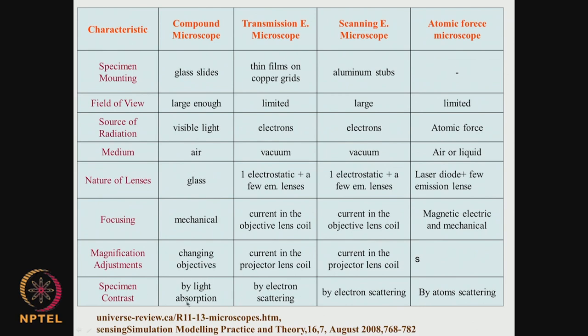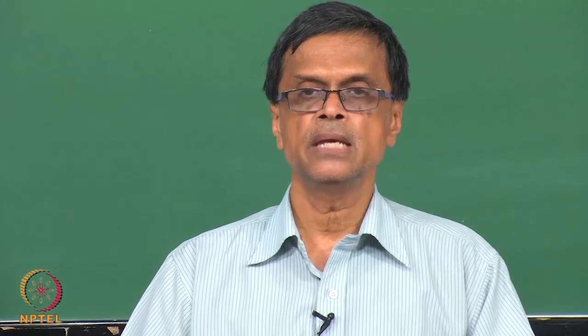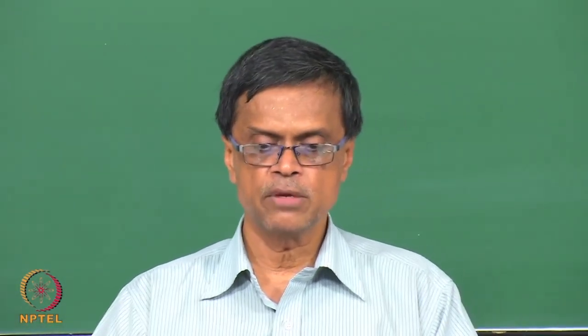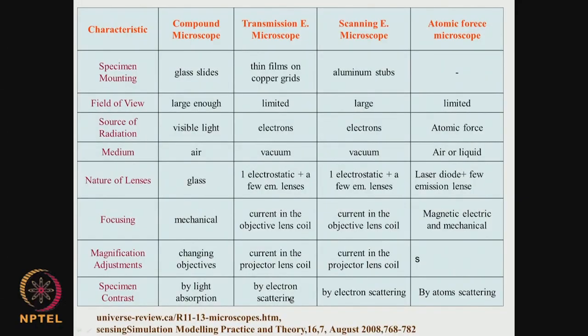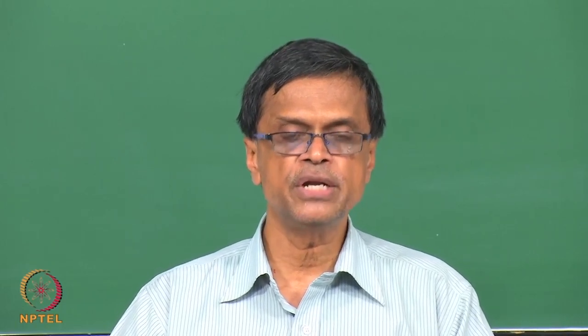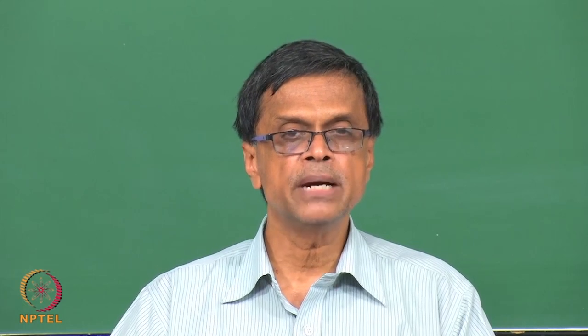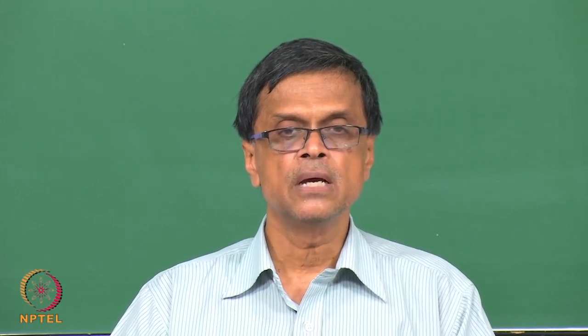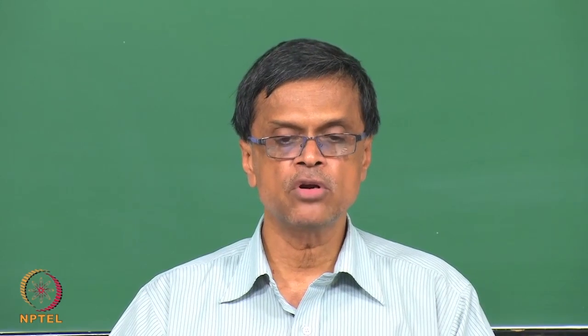Specimen contrast due to light absorption, in TEM and SEM it's because of electron scattering, whereas in atomic force it becomes atom scattering. So we see a lot of difference between these four types of microscopy: compound, scanning, TEM and atomic force microscopy. Okay, so each of them has its own advantages and disadvantages. We use each of them at different levels for different reasons. Okay, sometimes we combine two of them together so that we get quite a lot of knowledge.